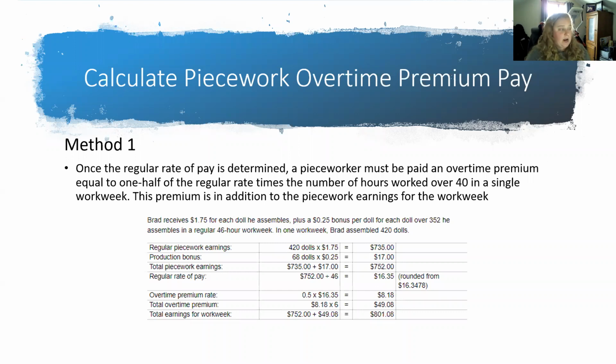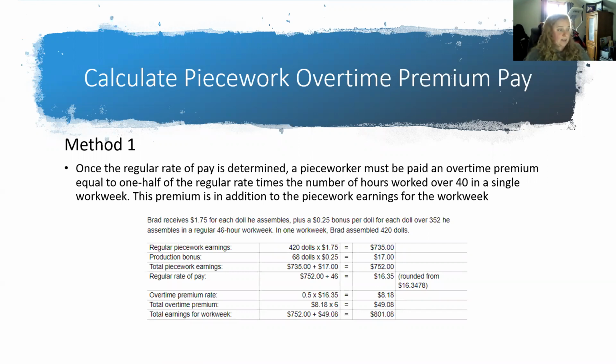So for example, Brad receives $1.75 for each doll he assembles, plus a 25 cent bonus per doll for each doll over 352 he assembles in a regular 46-hour work week. In one work week, Brad assembles 420 dolls. So his regular piecework earnings are 420 times 1.75, which is $735. His production bonus is $68 because he made 420, which is 68 over his 352 doll limit for earning the bonus. So 68 times 25 cents is $17.